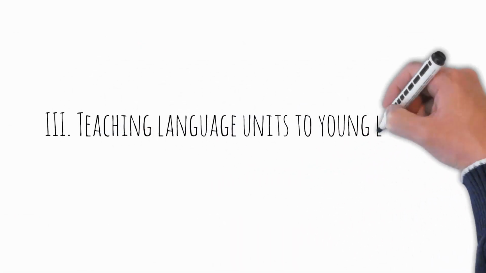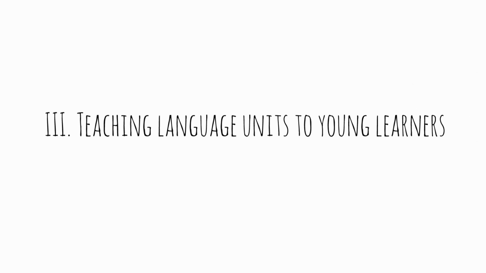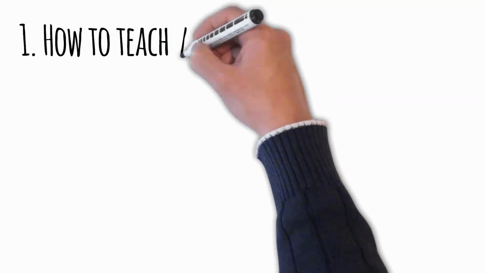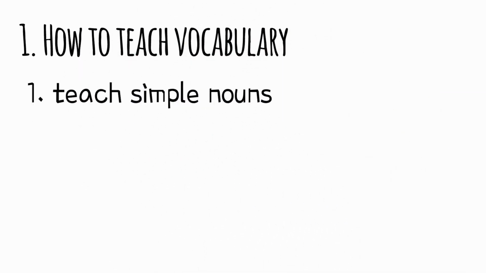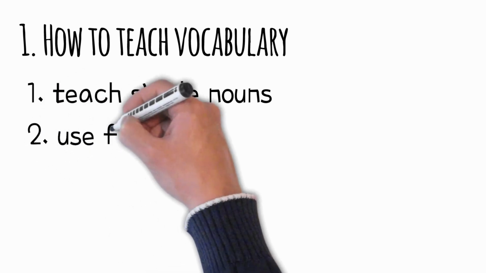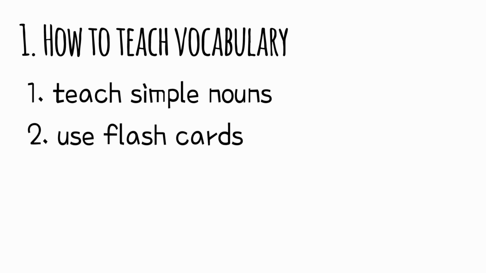Let's now proceed to number 3, teaching language units to young learners. Number 1, how to teach vocabulary. There are thousands of new words to learn when learning a new language. When teaching children, we should aim to teach simple nouns that we can easily show the meaning of.